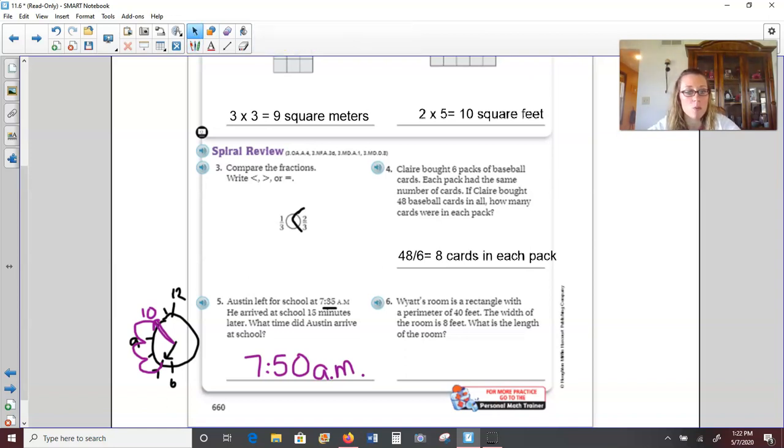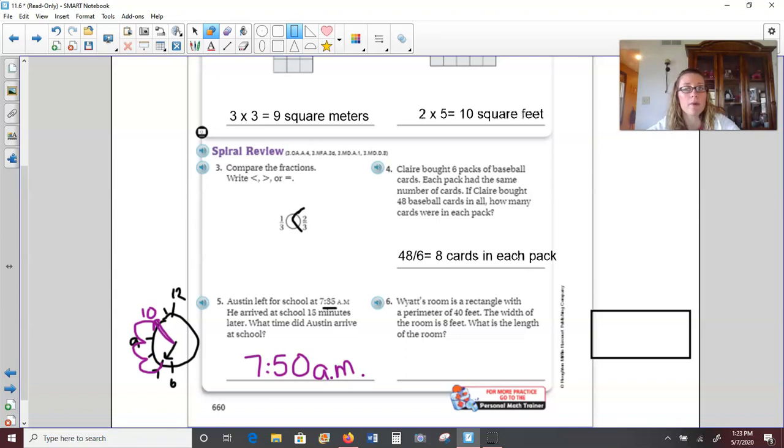All right, number 6, Wyatt's room is a rectangle with a perimeter of 40 feet. The room is 8 feet wide. What is the length? All right, guys, this is not hard. Don't forget what we just learned last week. Let me draw a rectangle here. The perimeter, remember, is the distance around. The distance around. We add up all the sides. Must I sing the song?